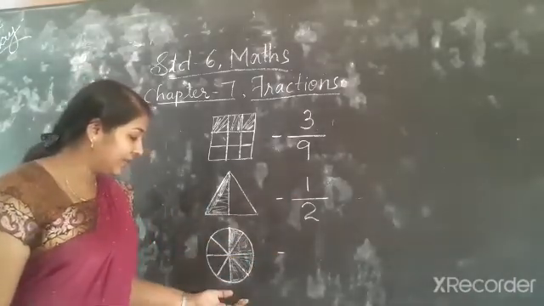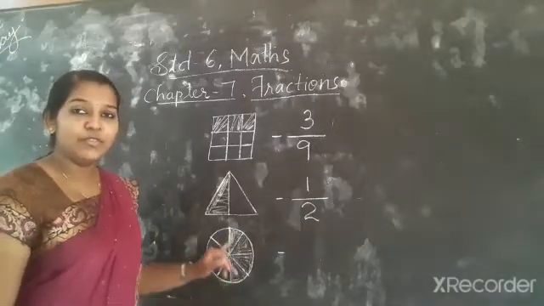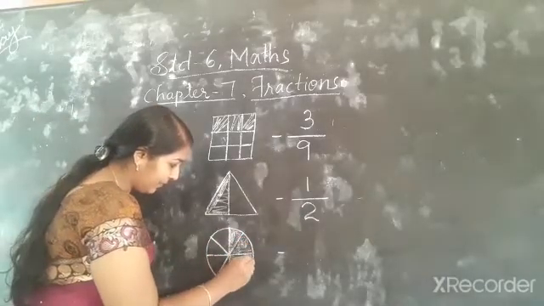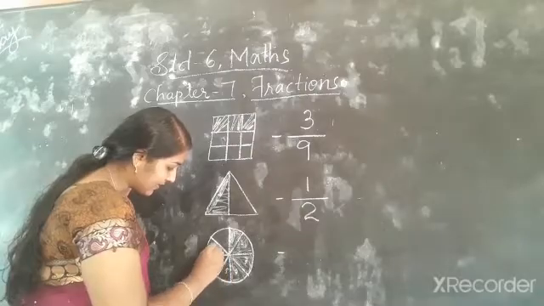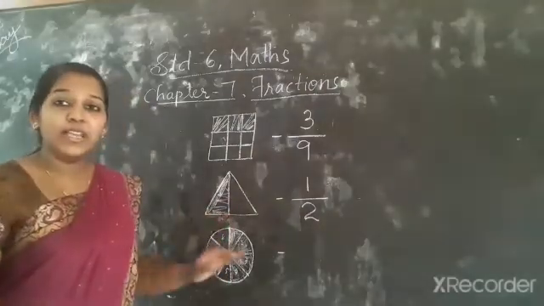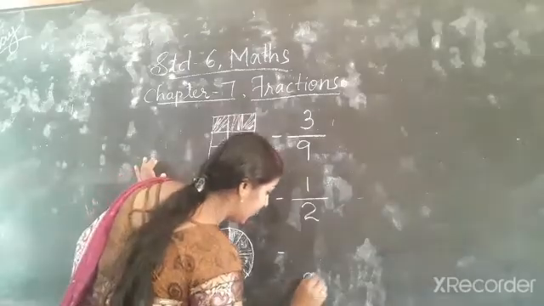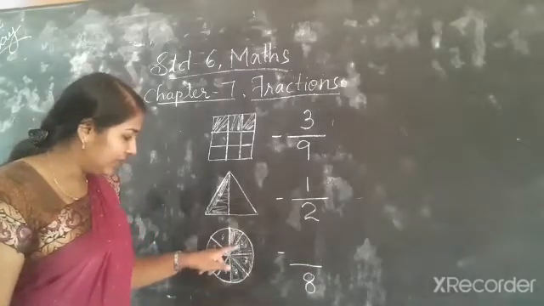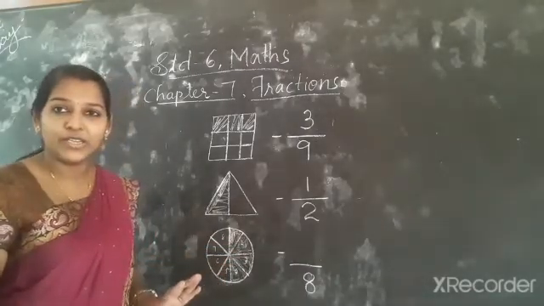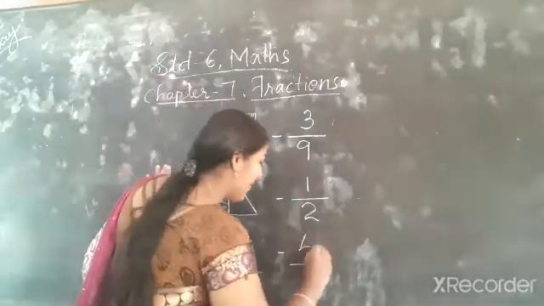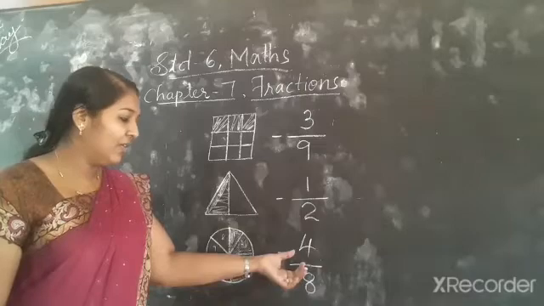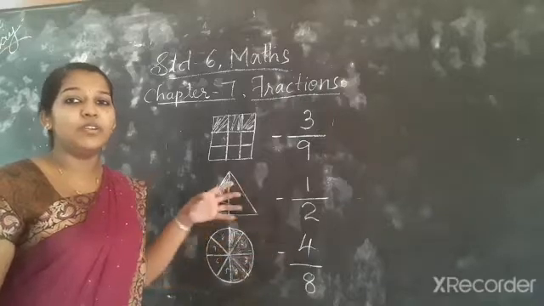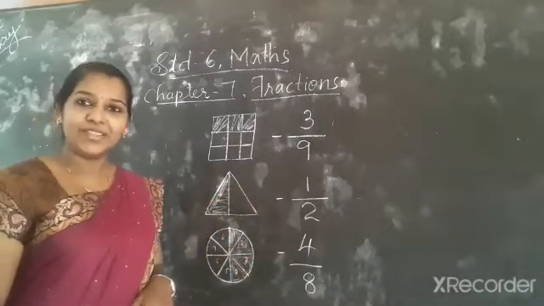Now look at the third one. It's a circle, isn't it? First you check the total number of equal parts: 1, 2, 3, 4, 5, 6, 7, 8. So it has 8 equal parts. So you write 8 in the denominator, and then count the number of parts shaded: 1, 2, 3, 4. 4 parts are shaded, isn't it, children? So you can write 4. Here we got the fraction 4 by 8. This way you can identify the fraction from a given picture. Clear, children? Okay.